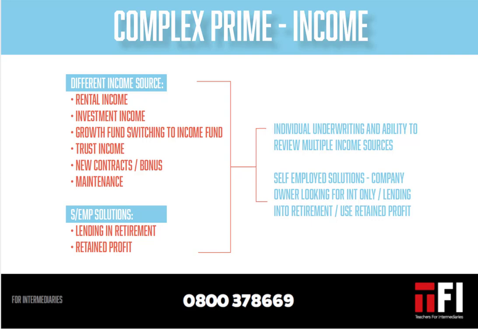For the older clients as well, we're quite happy to look at clients' pension income, and sometimes it's not always the case that the income is there in front of you. We might have a wealthy client with very low income, but their wealth might be in the form of investment portfolios, SIPs, or other forms of liquid wealth, which we at Teachers for Intermediaries may be able to monetize and turn into actual or theoretical income, so we can help a case get across on affordability. I'll talk a bit more about that later on.